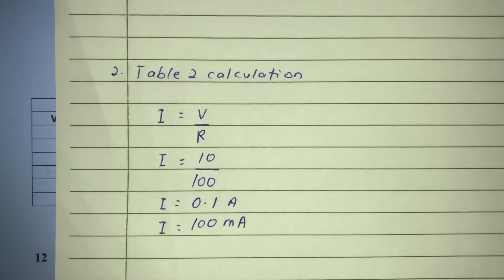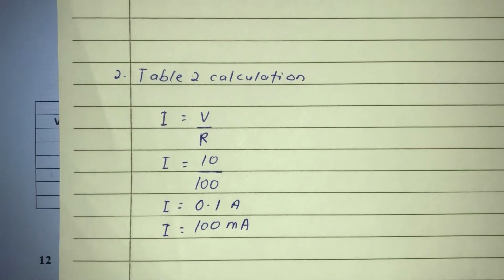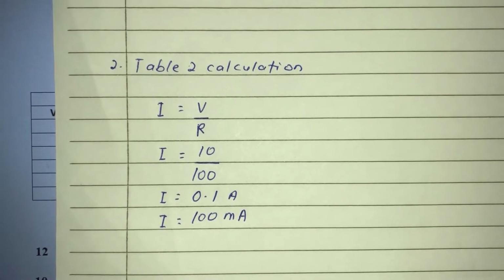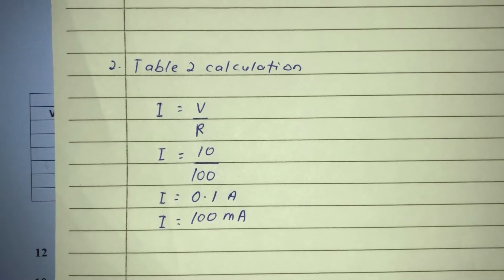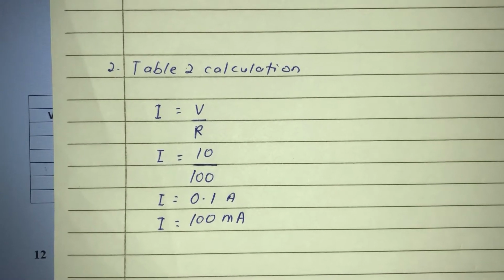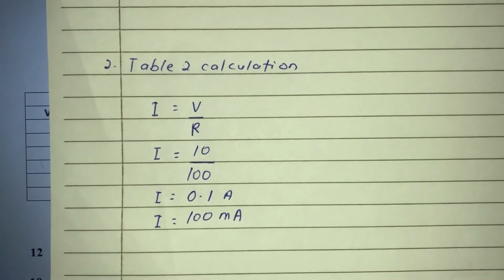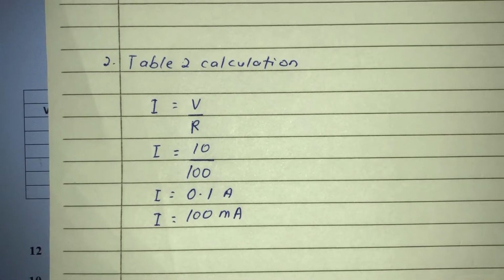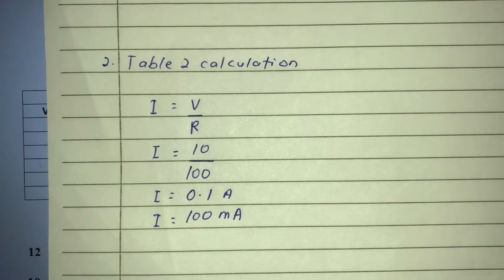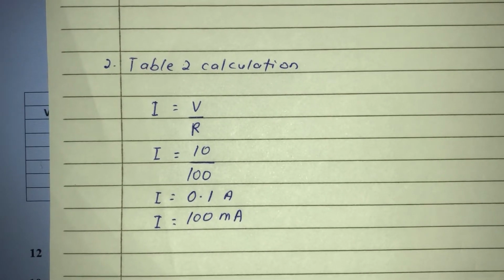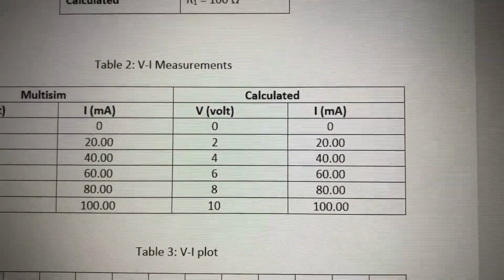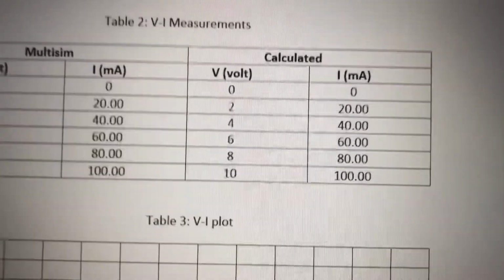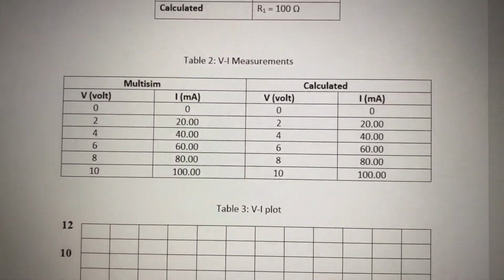This is the sample for calculation table 2. So I use the formula current equal to voltage over resistor, and so the voltage is 10 and the resistor value is 100 ohms. So I got the current of 0.1 ampere, and then I change it to milliampere. So current now is 100 milliampere. Okay, now I'm showing you the calculated value for current in the second circuit. So this is my table for table 2.